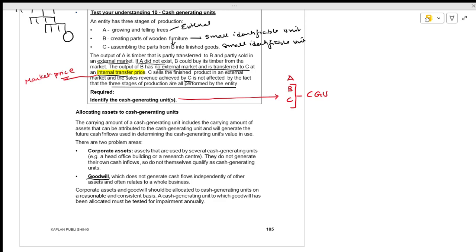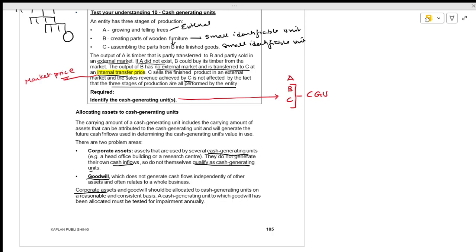Corporate assets that are used by several cash generating units do not generate their own cash inflows, so they do not themselves qualify as cash generating units. Means we should not treat head office buildings or a research center as one, is it right? They are not generating on their own, they are dependent. Okay, even goodwill is dependent. Fine. So you have to be a little bit careful.